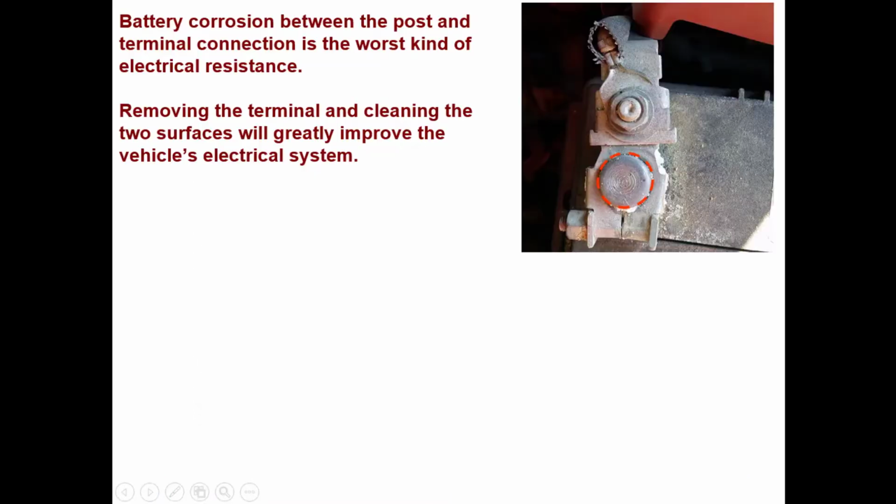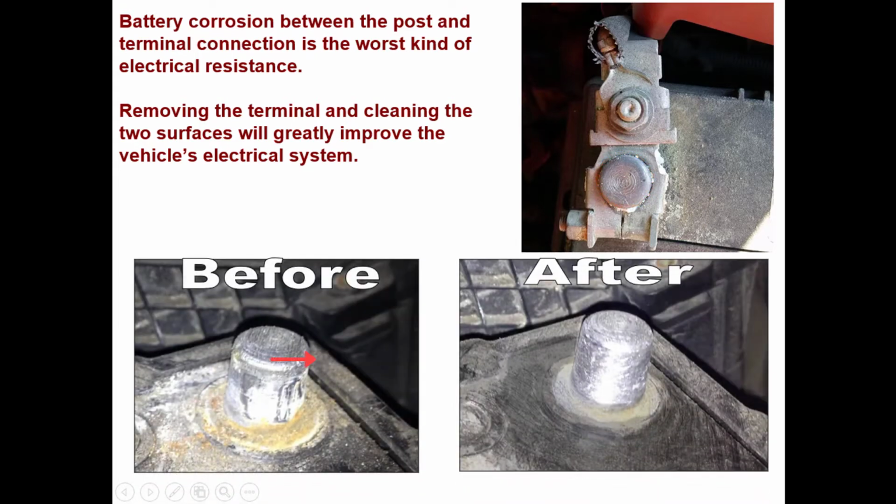In this example, I kind of highlighted the relationship between the post itself and the terminal. You want to remove this and actually clean the post itself. This is a good example of some chalky residue that was actually creating a voltage drop. And this is a before and after we clean that. So it's always a good idea to clean that. You want it to be nice and bright. And you also want to clean the inside of the terminal itself.